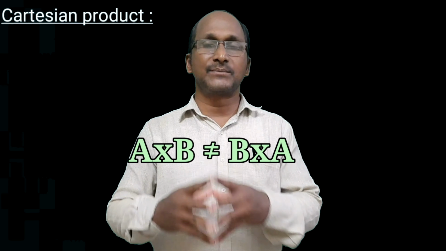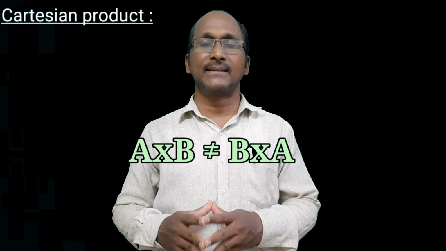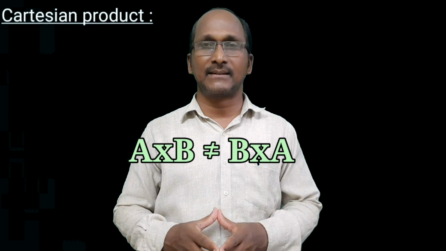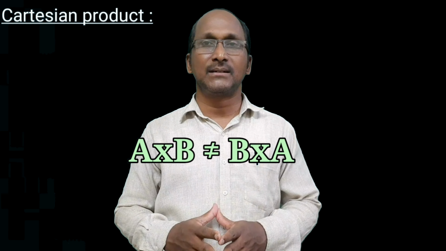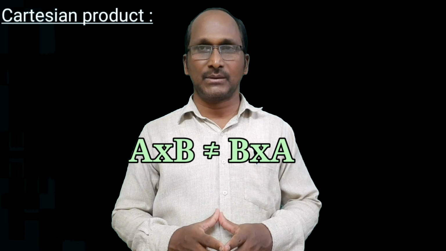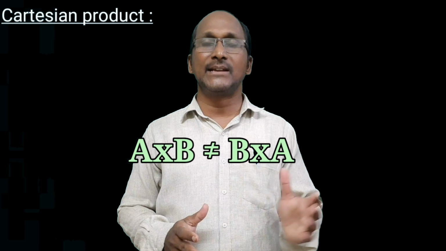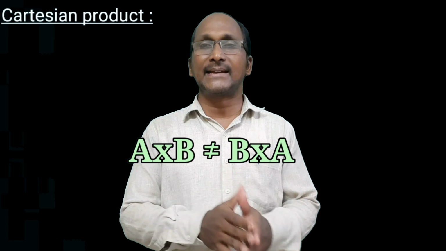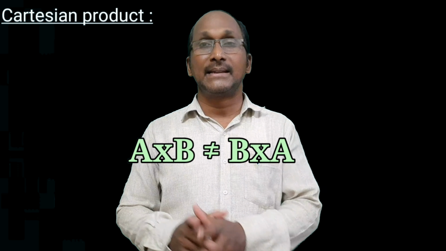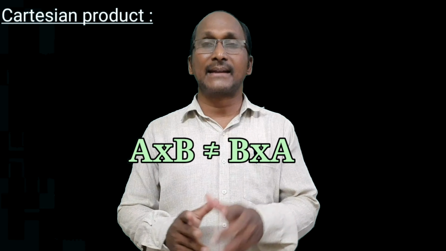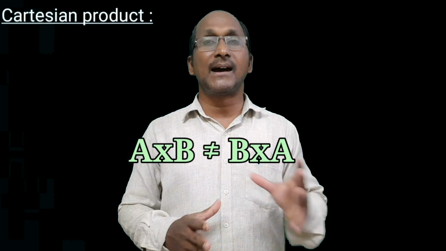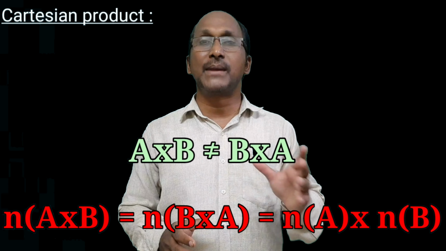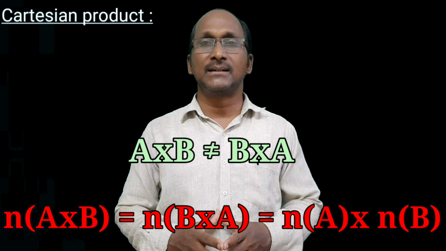And also we observe that A cross B has 6 elements and B cross A also has 6 elements. That is nothing but 2 into 3 or 3 into 2, that is n(A) into n(B). So we can say that A cross B is not equal to B cross A, but the number of elements in A cross B and the number of elements in B cross A are equal. That is n(A cross B) is equal to n(B cross A), nothing but n(A) into n(B).